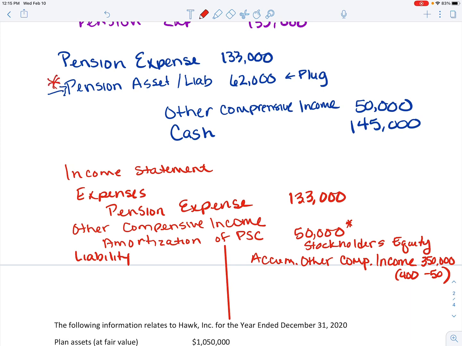And remember, we're not looking at what was coming in. Had they told us what we started with, we could adjust to get there. But what we want to do is compare our plan assets to our projected benefit obligation.